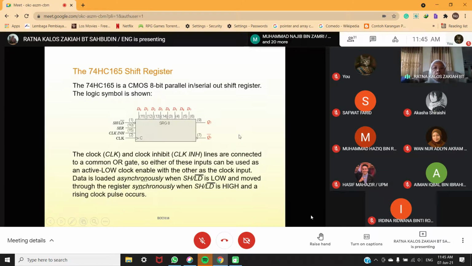The clock CLK and the clock inhibit lines are connected to a common OR gate. So either of these inputs can be used as an active low clock enable, with the other as the clock input. So data is loaded asynchronously when shift/load is low. Data is loaded when it is low, and moves through the register synchronously when shift is high and a rising clock pulse occurs.